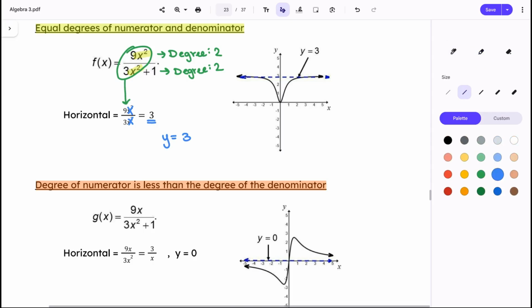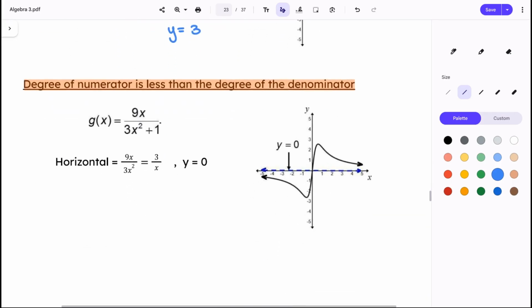Okay, so this time the top portion is going to have a degree that would be smaller than the bottom. So if you guys look at this fraction down here, what's your degree on top? Degree comes from the exponent. 1, because this is x to the first power. What's your degree on the bottom? 2.